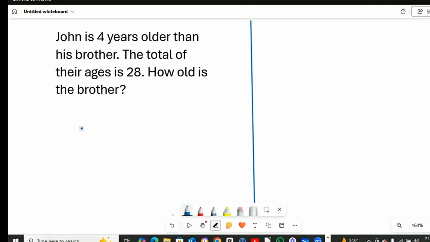So we'll be looking at this word problem. It says that John is 4 years older than his brother. The total of their ages is 28. How old is the brother?